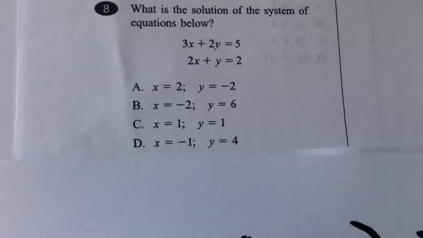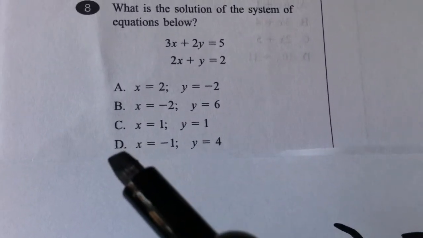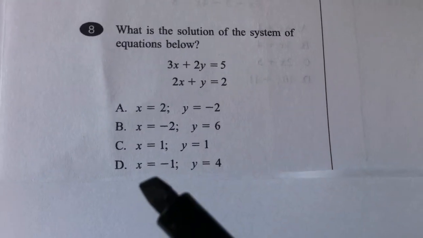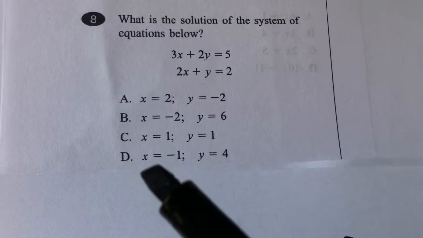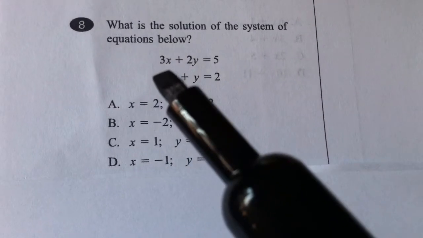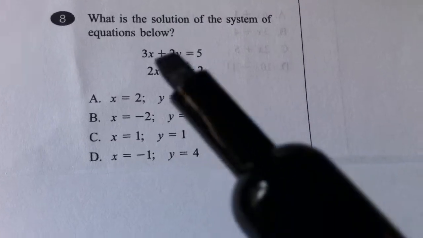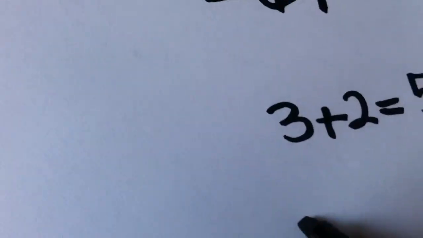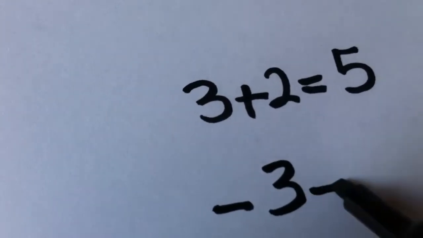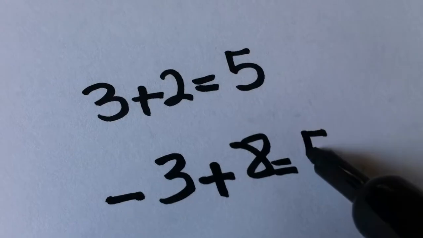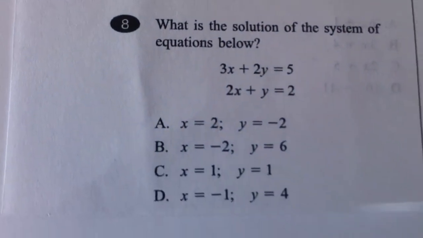Now we are only left with choice D, which by default should be an answer, but let's just plug it in and see if that will give us the right answer. Negative 1 times 3 gives you negative 3, right? Plus 4 times 2 is 8. So you have negative 3 plus 8, you get 5, right? So it does satisfy the first equation.